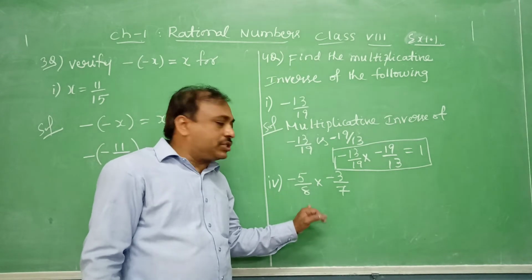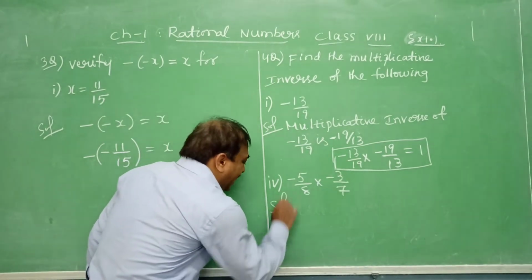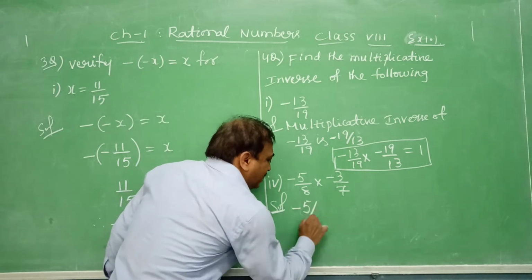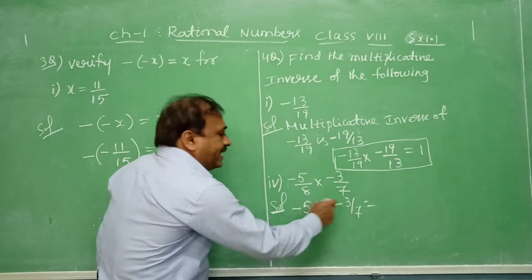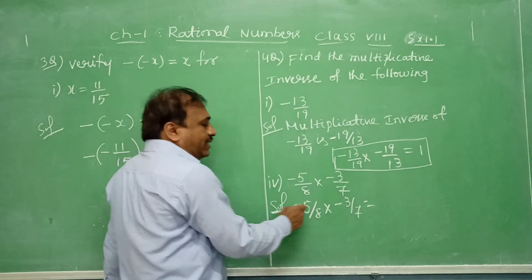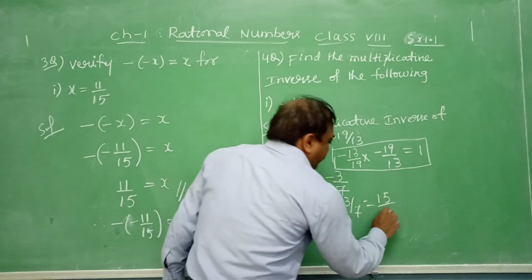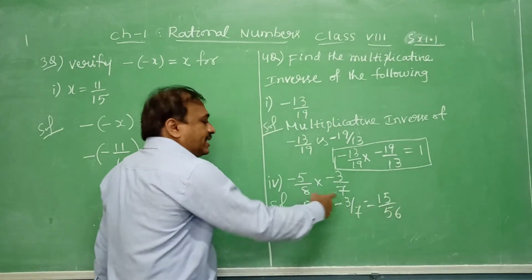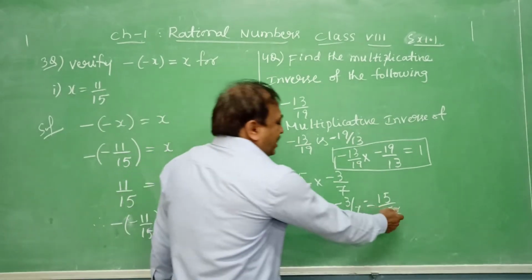Minus 5 by 8 into minus 3 by 7. Minus into minus is plus, 5 3s are 15, 8 7s are 56. So the product is 15 by 56.